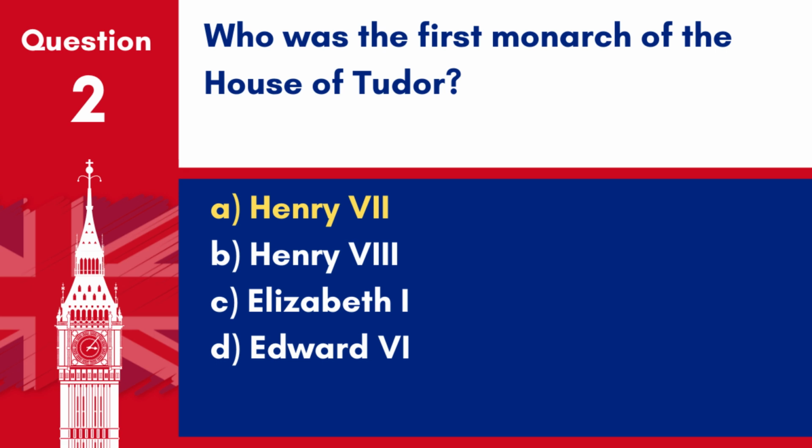Answer. A. Henry VII. Henry VII was the first Tudor monarch after defeating Richard III at the Battle of Bosworth Field in 1485, marking the end of the Wars of the Roses.